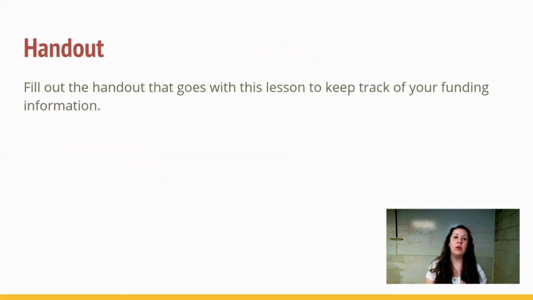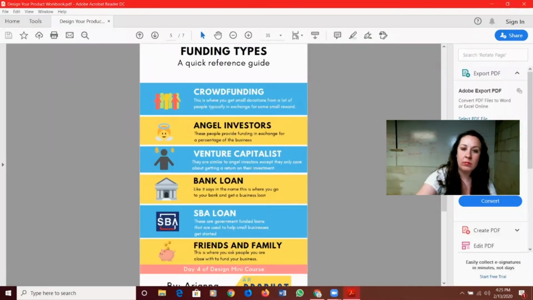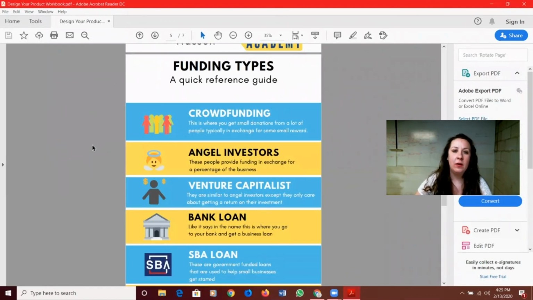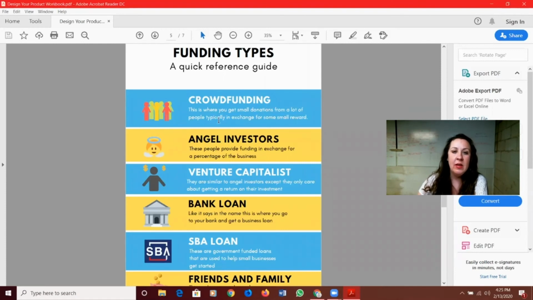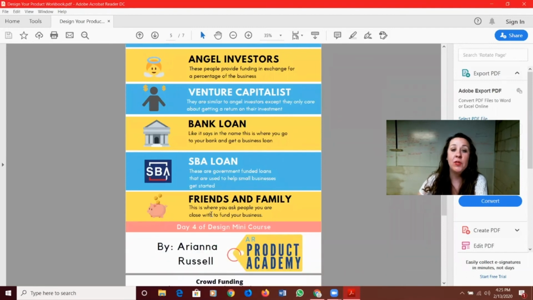All right, so now, before we go on to day 5, which is our final day, woo! Are you excited? I hope so. I want you to fill out the handout that goes with this lesson and keep track of all of your funding information. So I'm going to pull that up real quick so we can review it. So the different types of funding, and this is just a quick reference guide so that you can keep it and know the different options as you move forward. So here's crowdfunding, angel investors, venture capitalists, bank loans, SBA loans, and of course, friends and family.